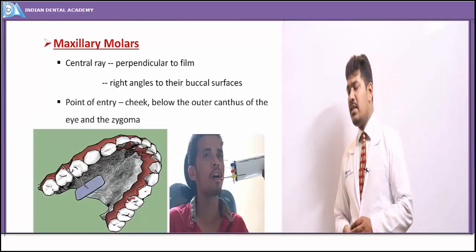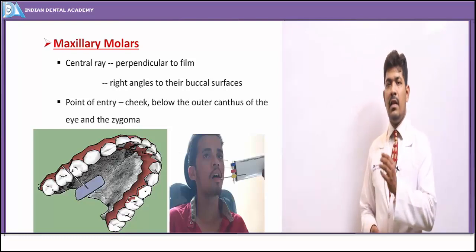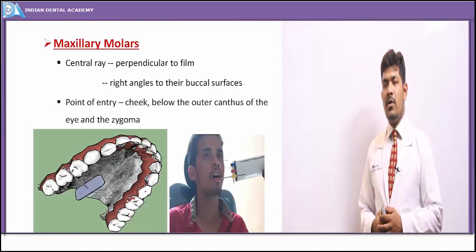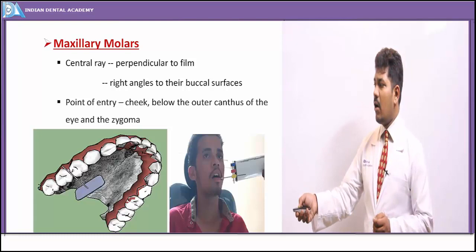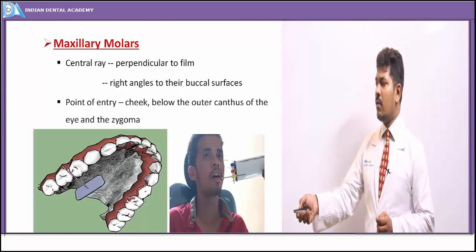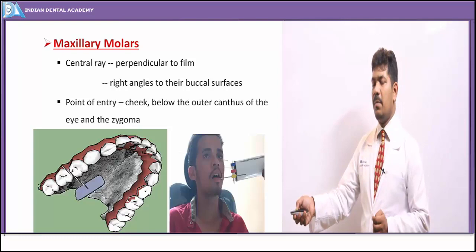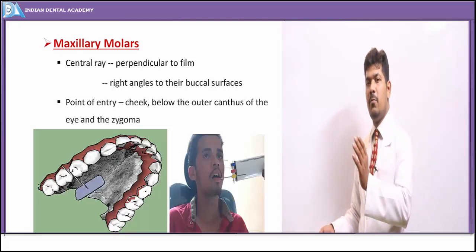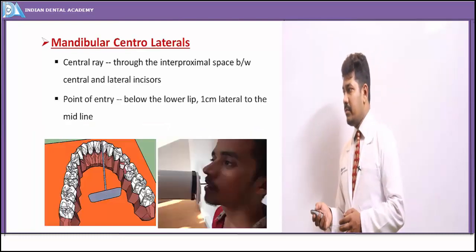Now the point of entry is nothing but the cheek, which is below the outer canthus of the eye and slightly above the zygoma. So the basic point of consideration would be the outer canthus, and if we drop a perpendicular down from the outer canthus over to the occlusal plane of the maxillary arch, it would meet at a specific point, and that particular point would be your entry point for your central X-ray beam.